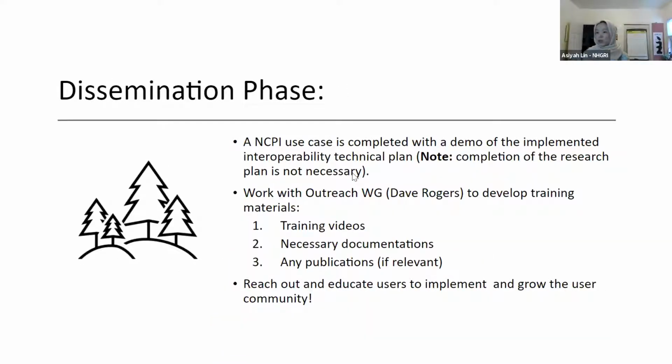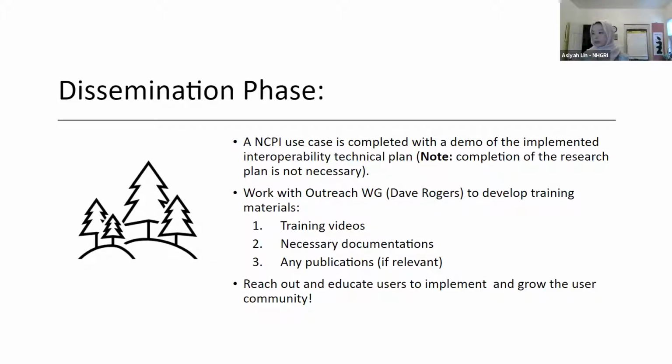And then when a use case is completed, when the demonstration of the fully implemented interoperability technical plan is completed, at this point an NCPI use case is completed. It's not necessary to complete the whole research plan for the scientific question answered. So at this point, we start the dissemination phase.